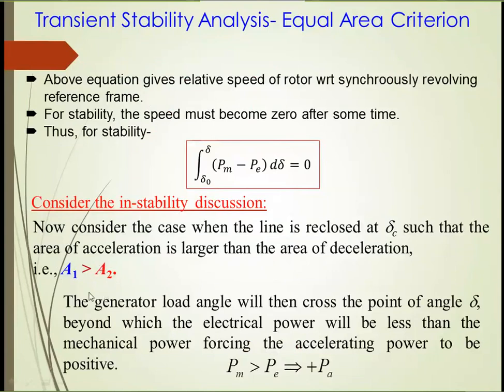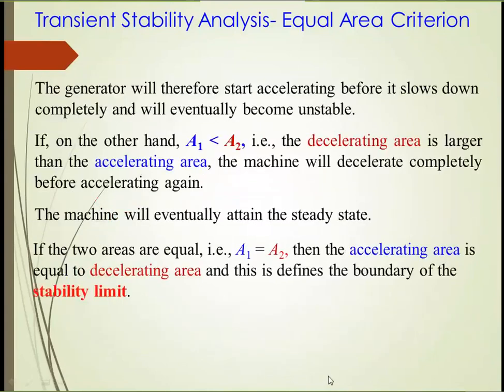because if area 1 is greater than area 2, that means the area of acceleration is more than deceleration here, right? Now the generator load angle, it is possible that you may have TM, PM, as in this case, greater than PE, and thus you have accelerating power PA being positive here. Now the generator will therefore, in the previous case, accelerate before it slows down completely, and thus it will become unstable.